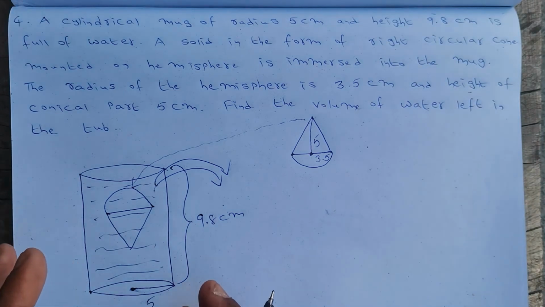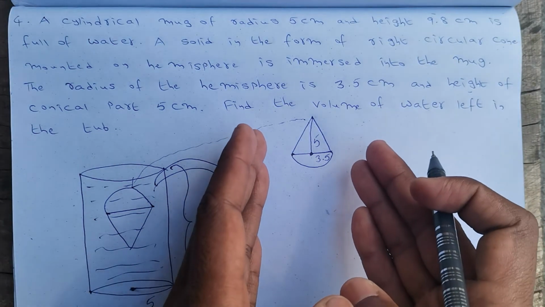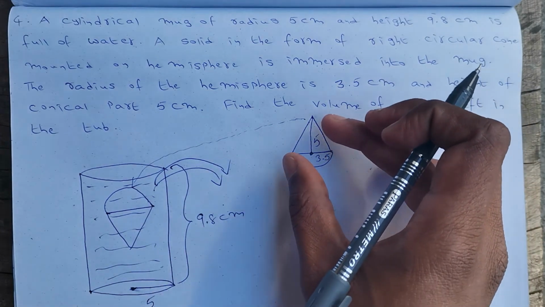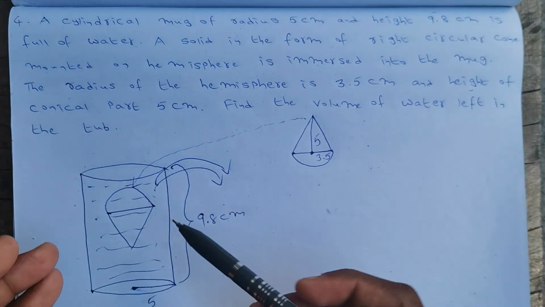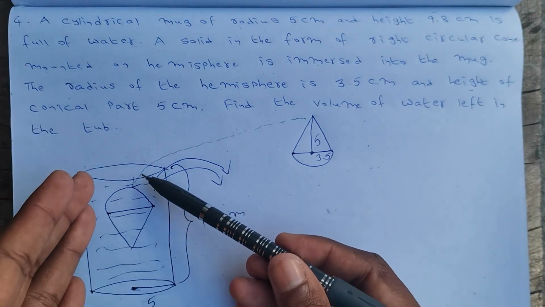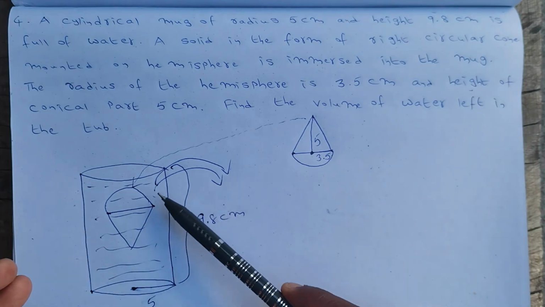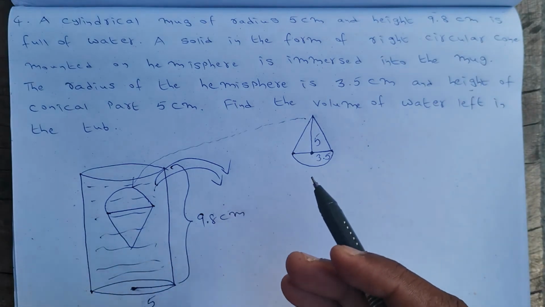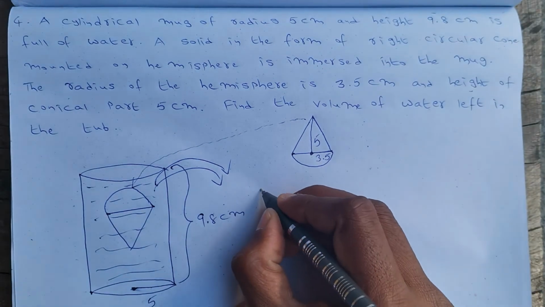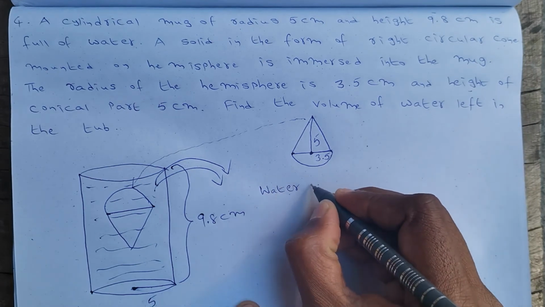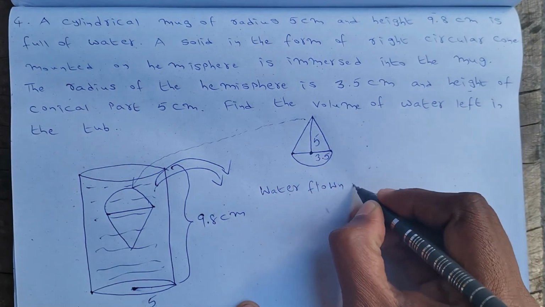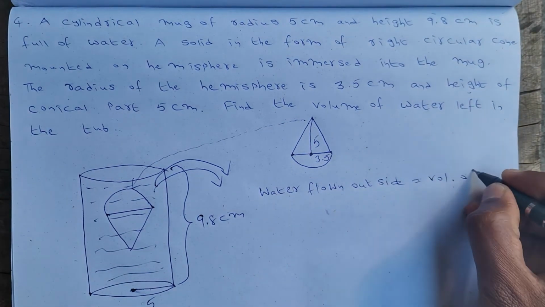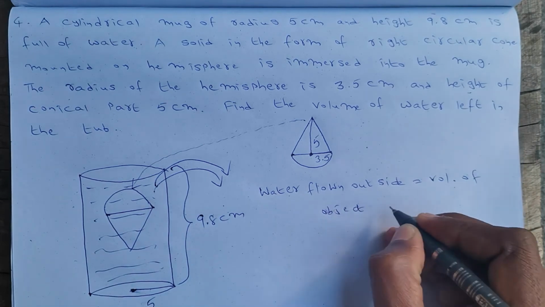First we have a cylinder which is completely filled with water. Then we have one object where a hemisphere has a conical part upon it. We are bringing that object and dipping it into this cylinder. This cylinder is already full of water, so when we dip another object into it, definitely some water will flow out of the tub. Then how much water is going out of the tub? Water flown outside is exactly equal to the volume of the object which was dipped.